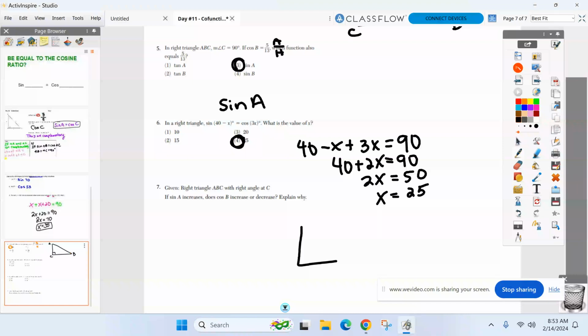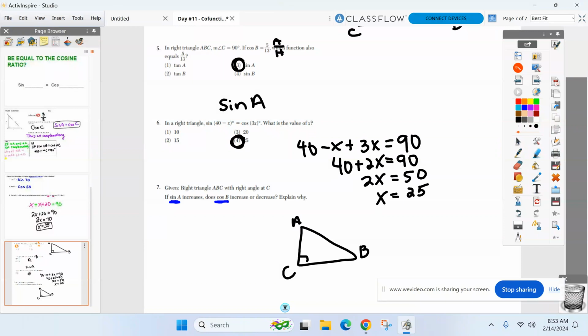Right triangle, yep. Angle C is the right angle. If sine A increases, does cosine B increase or decrease? Okay, ready? Take it slow again. What do you know about angles A and B in my diagram? They add to 90. So what do you know about the sine of A and cosine of B in this problem? If you know A and B add to 90, what do you know about sine of A and cosine B? They are equal to each other, right?